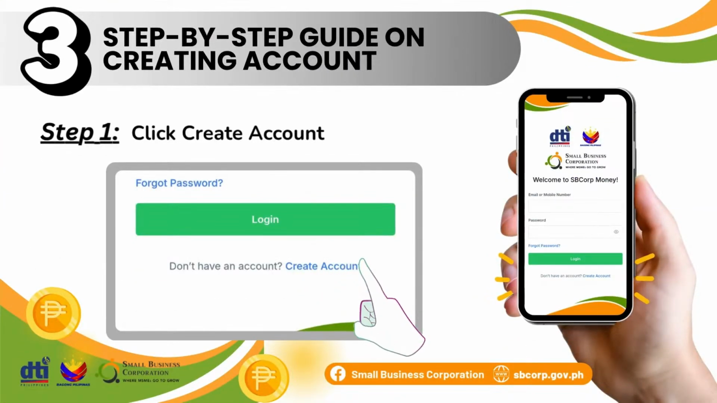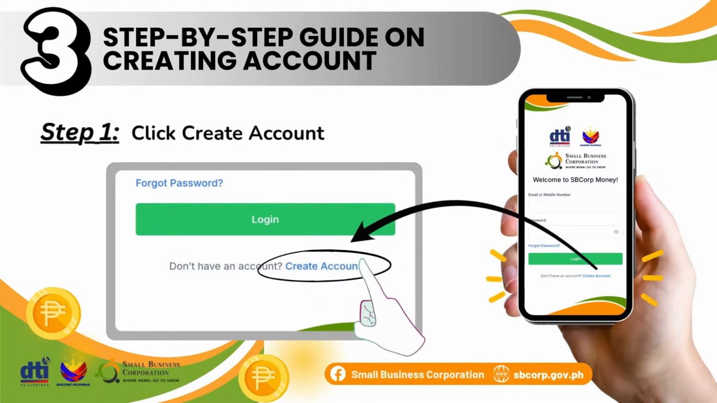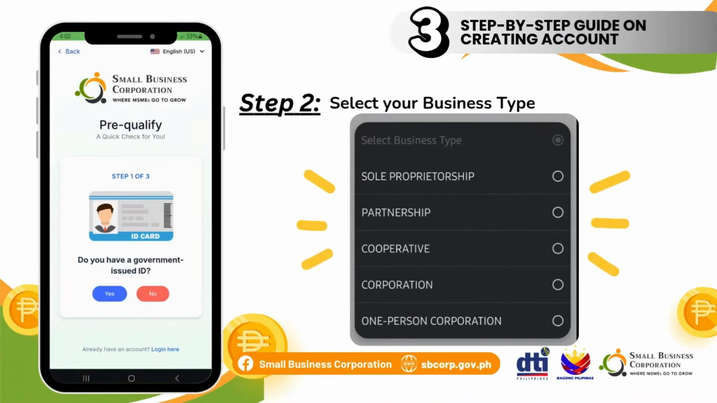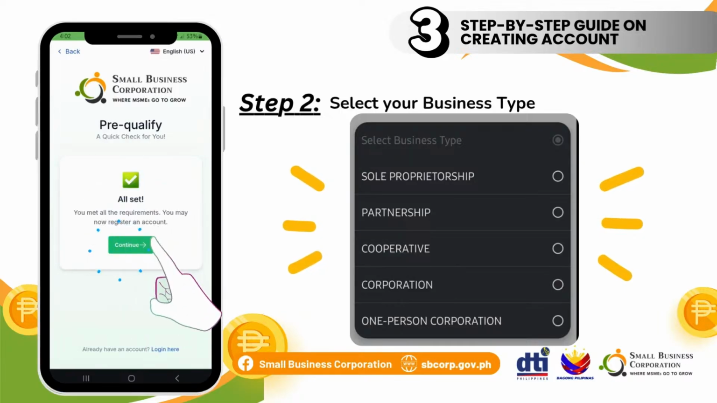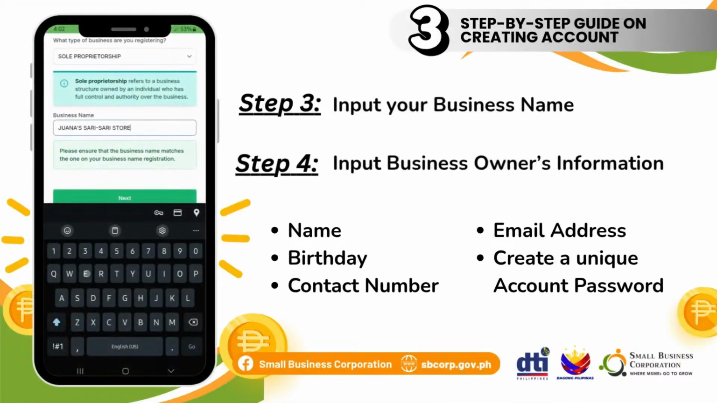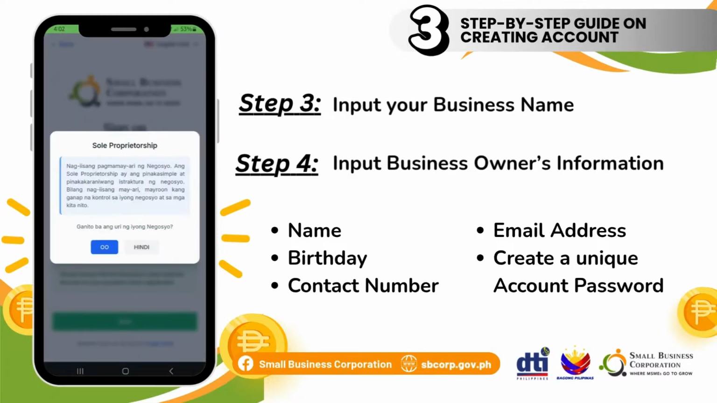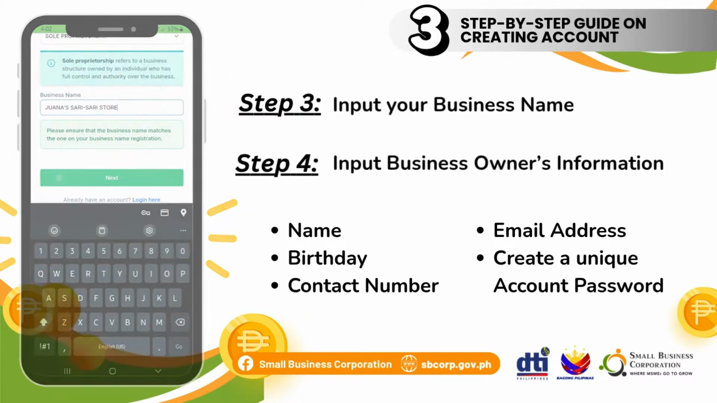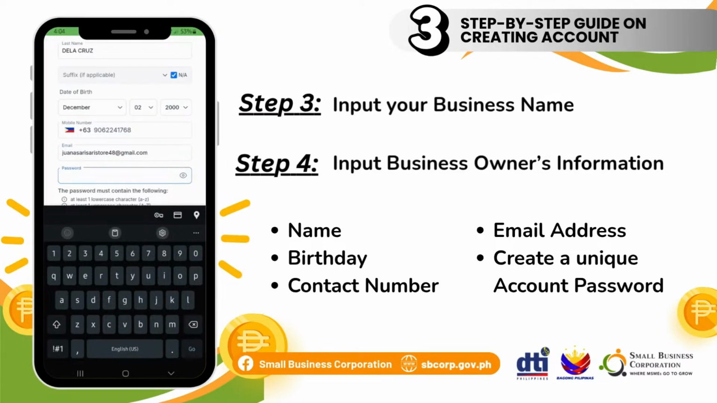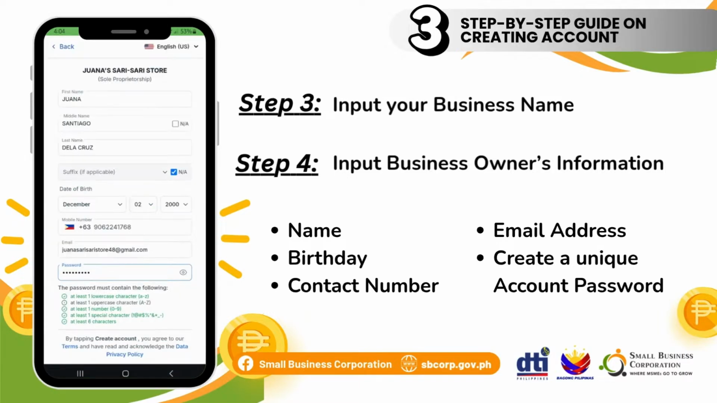Third step, once the mobile app is downloaded, you are required to create an account. Step 1, click Create Account. Step 2, select Business Type. Step 3, input your business name. Step 4, input the business owner's information. This will include the name, birthday, contact number, email address, and you are also required to create a unique account password.